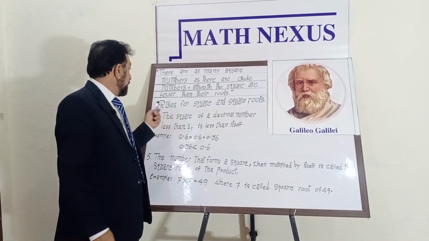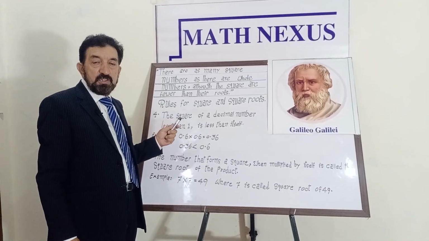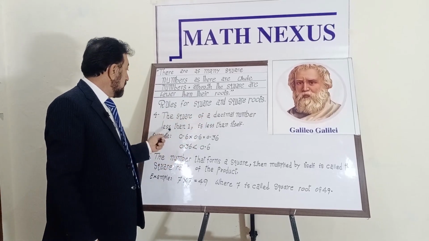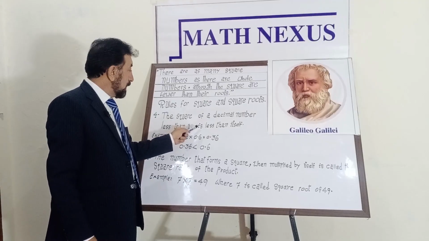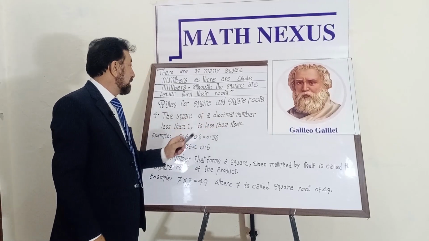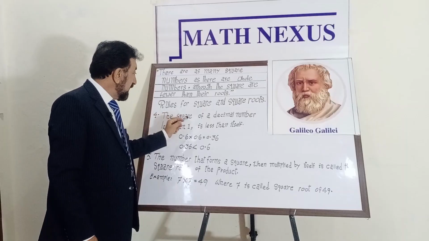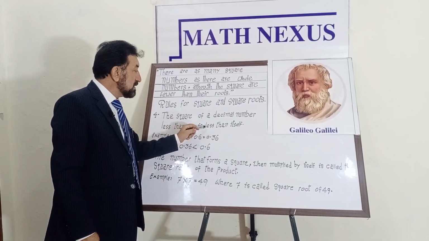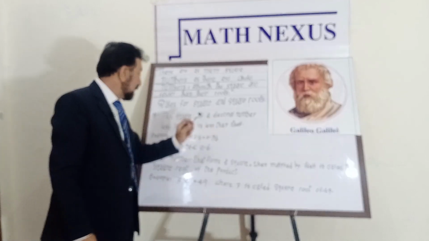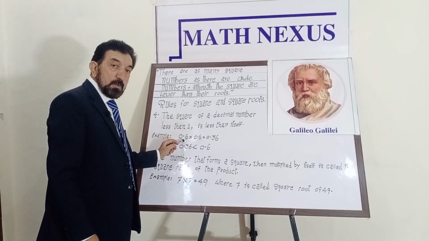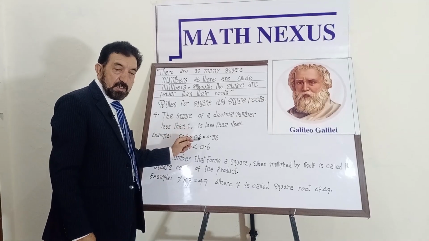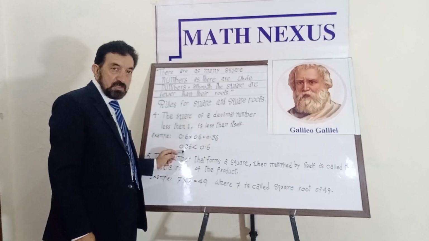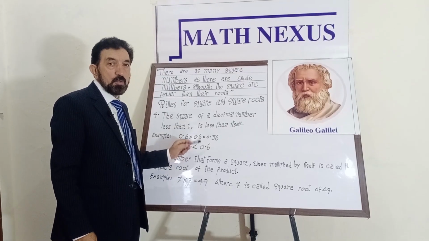Now, rule number 4 or property number 4. The square of a decimal number less than 1 is less than itself. Example, 0.6 into 0.6 equal to 0.36, where 0.36 is less than 0.6.